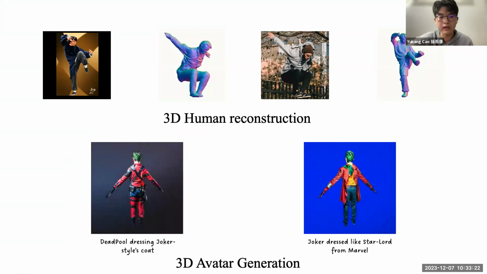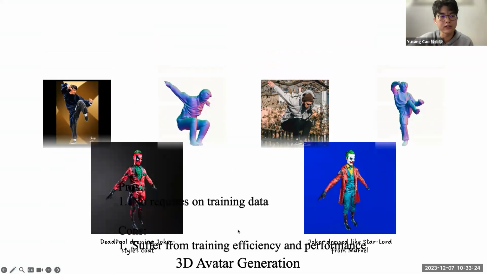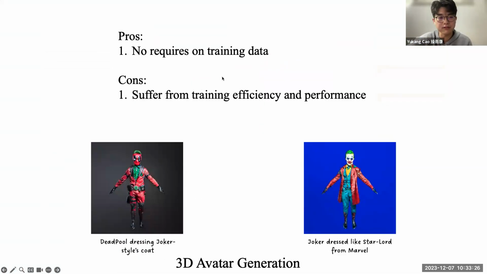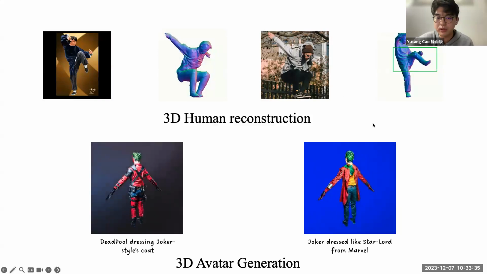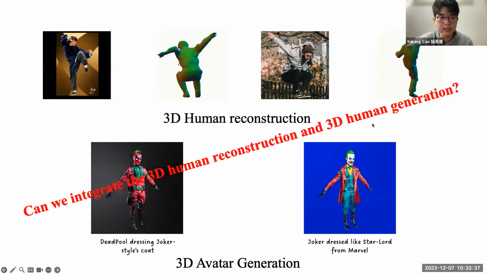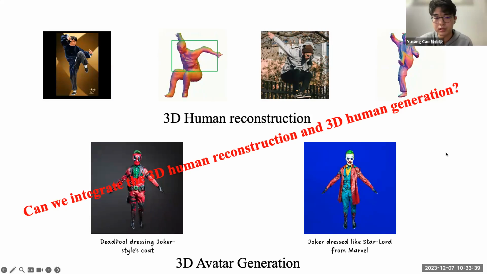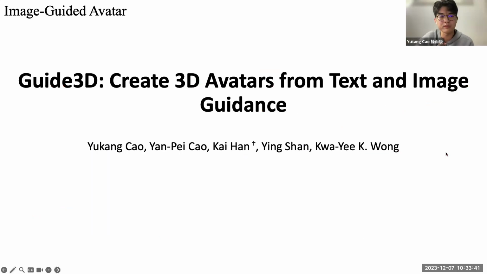On the other hand, 3D avatar generation doesn't require the training data, but suffers from training efficiency and their performance for both geometry and texture. So then one question will pop out: can we integrate the 3D human reconstruction and 3D generation? To this end, we come to our work, Get3D, create 3D avatars from text and image guidance.